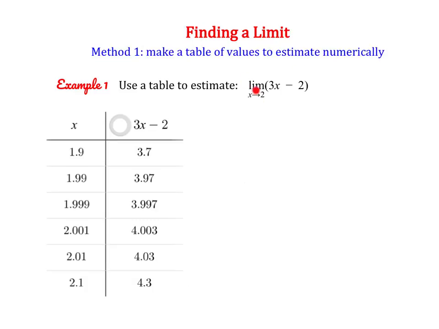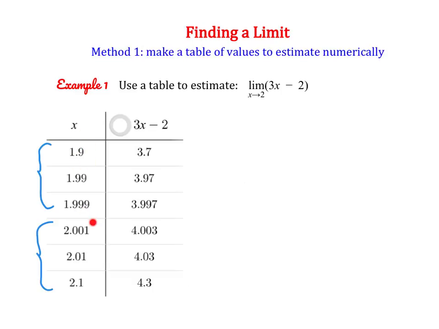But let's look at the function. It says the limit of 3x minus 2 as x approaches 2. So I'm wondering what's happening to my y values, which are right here, as x is getting really, really close to 2. So if you are going to use a table of values to estimate this numerically, we want to pick a couple of values that are smaller than 2 and then a couple of values that are bigger than 2. And by smaller than 2, I mean super close to 2, but still smaller.